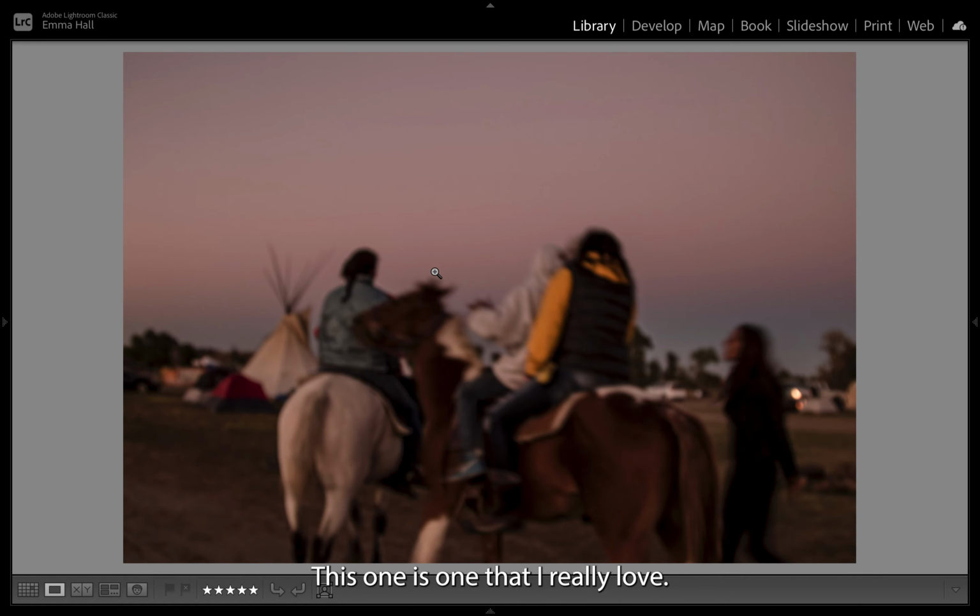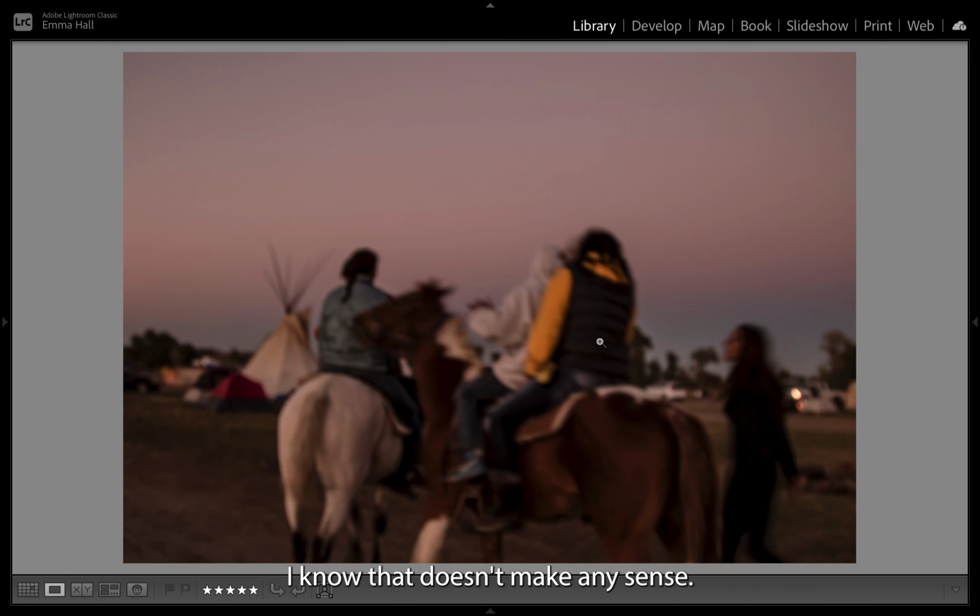This one is one that I really love. I know it's blurry. I know that doesn't make any sense. I love the blurriness of it. I love the colors. I love the moment. This just was such a nice moment for me. But again, this is a personal opinion. So, is this going to affect the story? Does it really tell something? Not really.